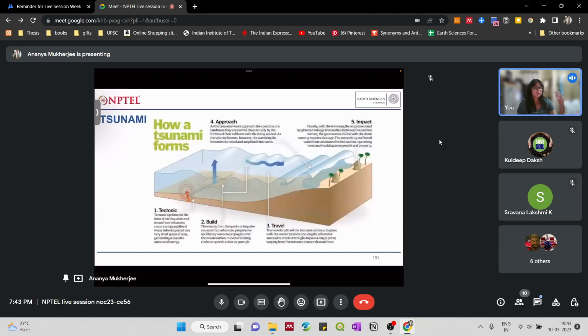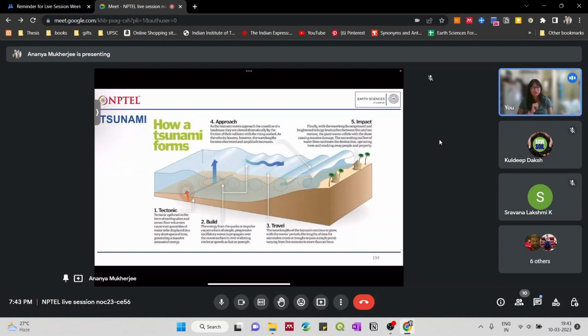Now we come to another important aspect of coastal geomorphology, the effects of tsunami. A tsunami affects coastal areas in a very drastic manner whenever it occurs. Firstly, understanding how a tsunami is formed: due to tectonic movement, plate movement, a rupture, the water above that area starts getting displaced. There is a buildup of energy because of the quake, and then it travels.